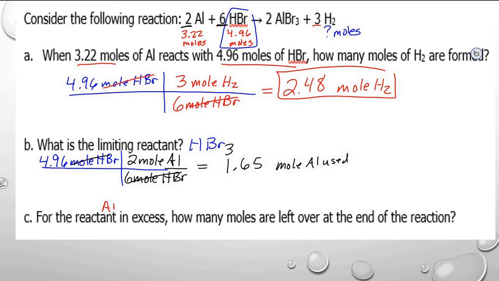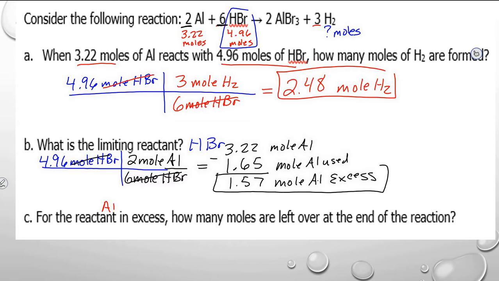I started with 3.22 moles of aluminum, right? So I just need to subtract that to find out how many moles of aluminum are excess. Does somebody have that done? 1.57. Okay, so as an industrial person, if I'm out in industry, I don't want to waste product, and that, by putting those two things together, would waste product. I would waste 1.57 moles of aluminum. Okay, I don't want to waste that much. So we'd need to rework that.